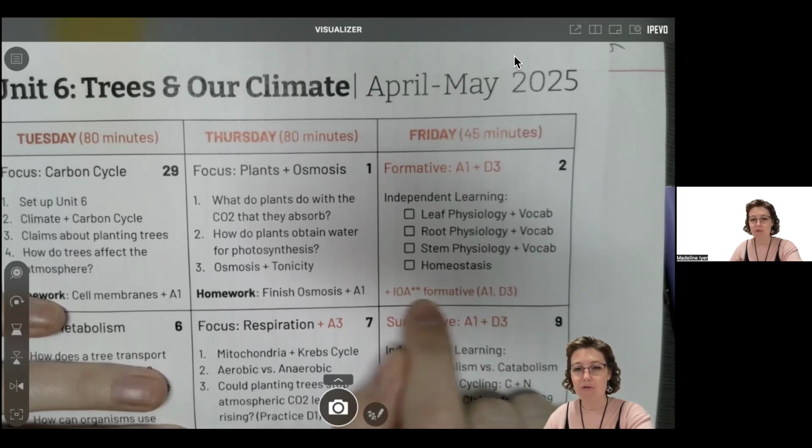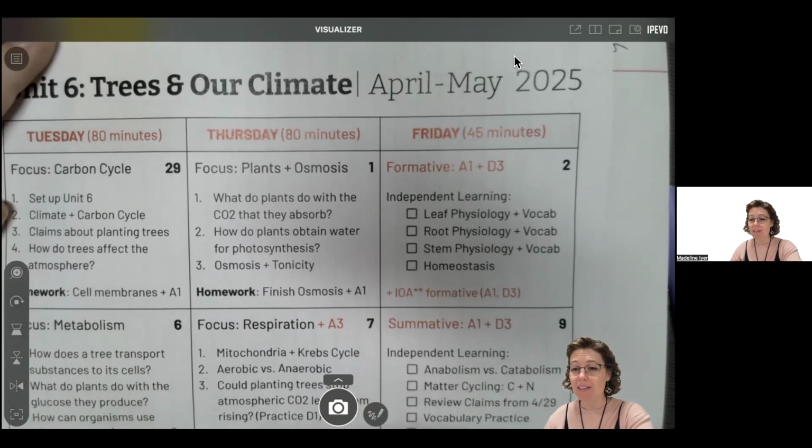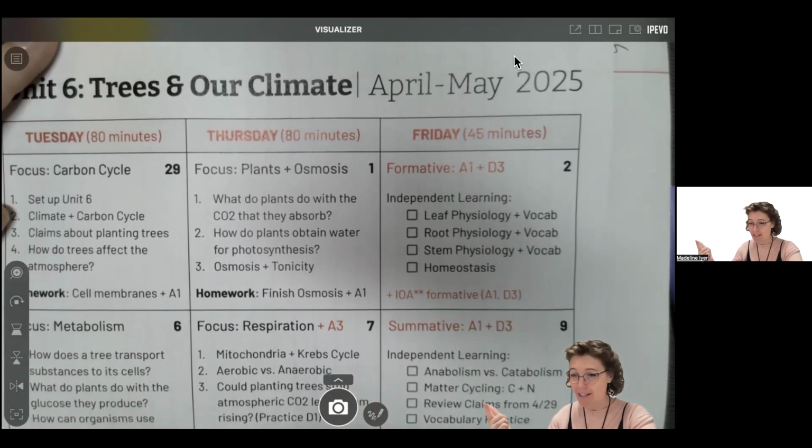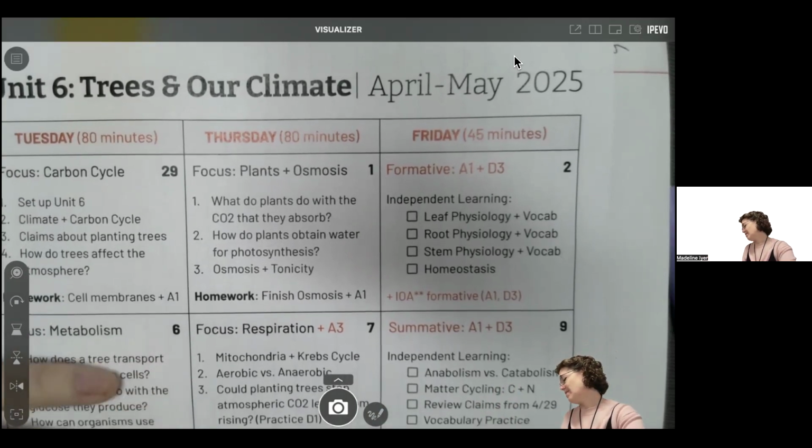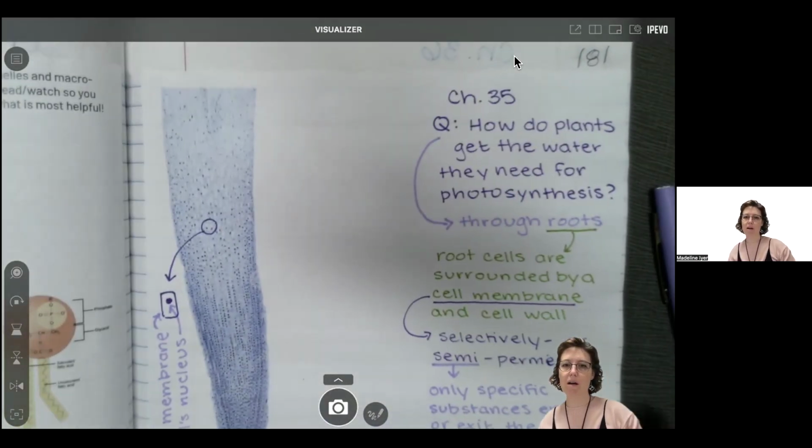So when you get pulled out for your IOA, remember, answer the question, give me details, connect it back to the question, and make sure you include your vocab. All right, folks, here we go. First things first. Let's start with root physiology. Everybody turn back to 181.